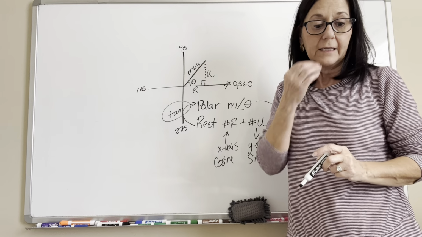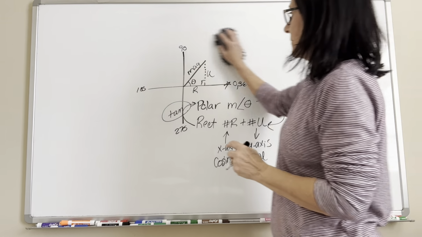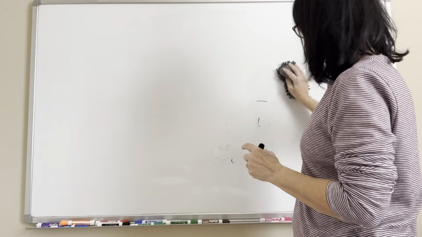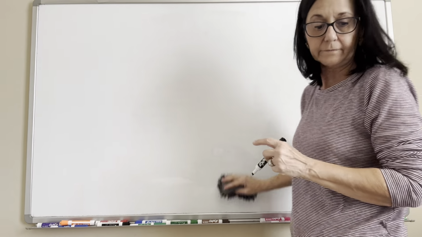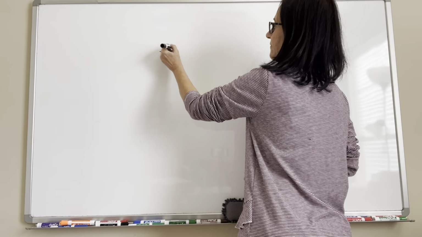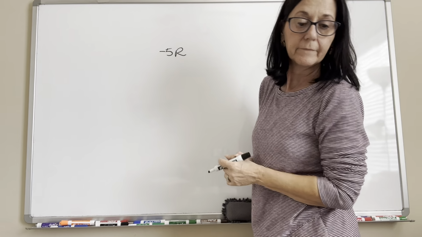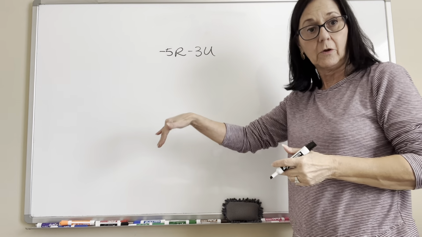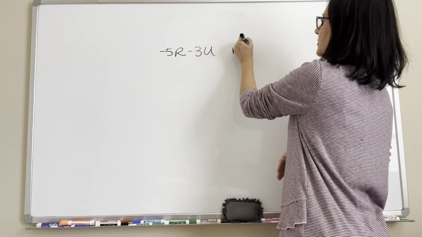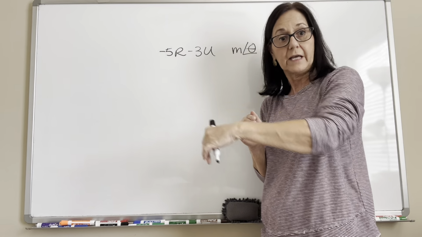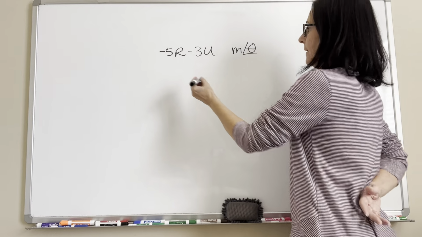So let's look at example 59.4 on page 254. We want to convert negative 5r minus 3y, that's rectangular form, into polar form. So we need the magnitude at theta, and theta is from that positive x-axis rotated around. So I draw it.